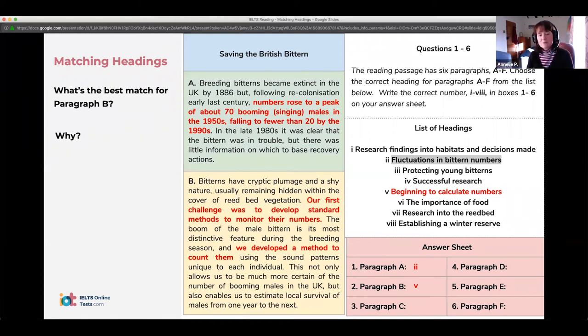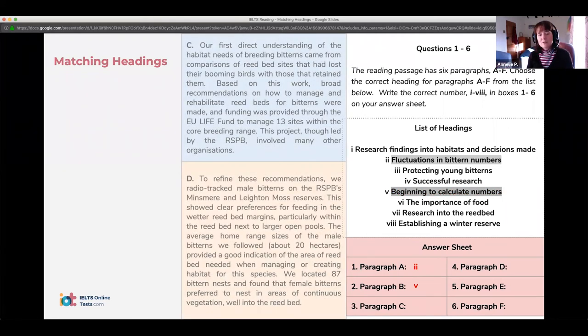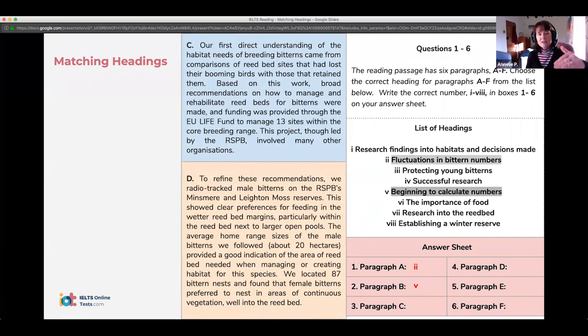All right, so let's move on to the next one. We've got here C, which is talking about their understanding coming from their research. Then we look down at some recommendations. Okay, what about C? What do you think for C?